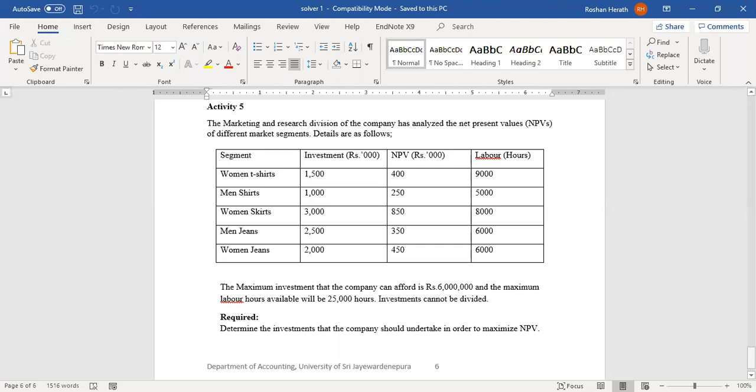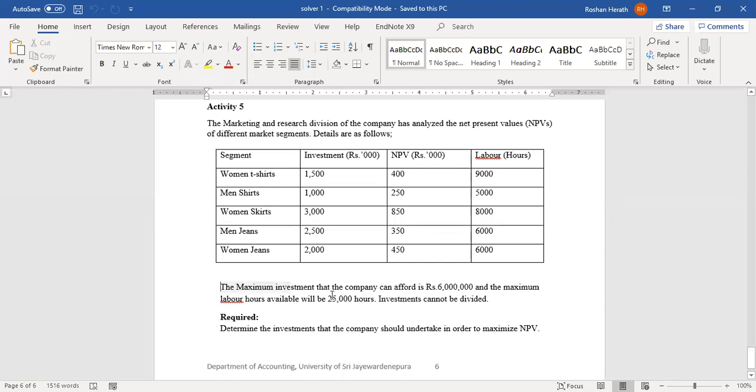And also the investment cannot be divided. Investment cannot be divided. So you have mutually exclusive projects. You can either accept or reject. You cannot go for half of the investment. That's not going to work. So that's what it indicates. So that is the situation.